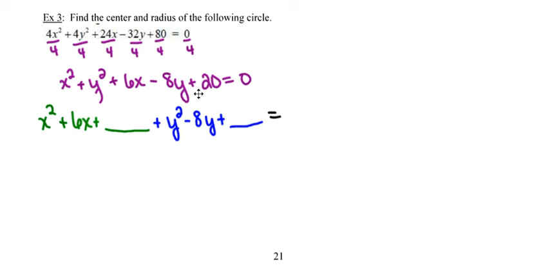equals, and now I have to subtract this 20 from both sides, giving me negative 20 on the right side. And again, I have to add those same two mystery numbers to the right side as I did to the left side. So on my left side here, half of 6 is 3. Square it, you get 9. That's the number you want to add to both sides. For the y values, half of negative 8 is negative 4. Square it, you get 16. That's the number that you want to add to both sides.